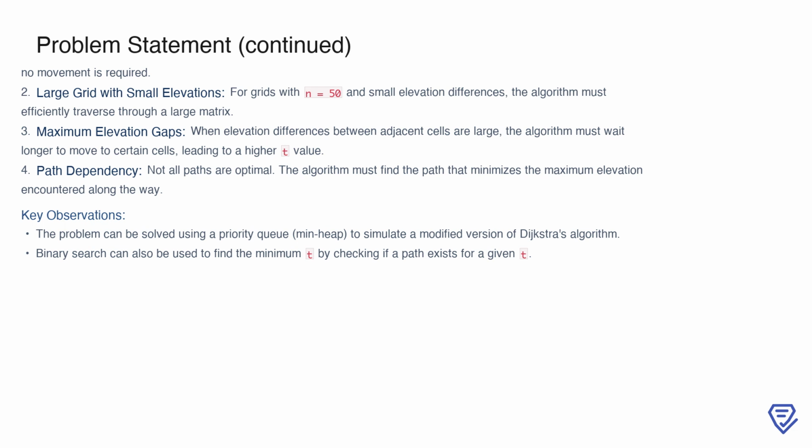Additionally, not all paths are optimal, so the algorithm must identify the path that minimizes the maximum elevation encountered. A priority queue, or min heap, can be used to implement a modified version of Dijkstra's algorithm to achieve this. Alternatively, binary search can be applied to find the smallest t that allows a valid path to exist. These approaches take advantage of the unique properties of the elevation grid to solve the problem efficiently.